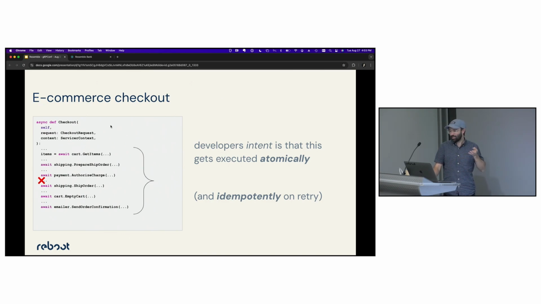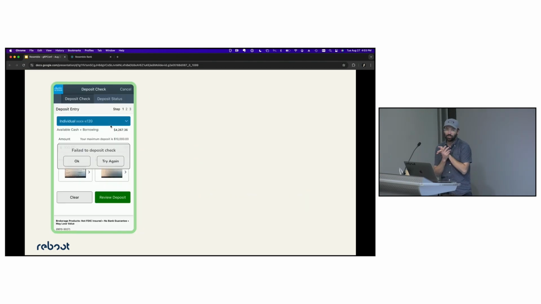And developers' intent, of course, is that this gets executed atomically, which is probably the experience that they had when they lived in a monolithic-based stack where they effectively opened some transaction, did a bunch of stuff, and then closed the transaction and completed. And of course, they also want this to happen idempotently. They only want it to happen once. Okay? These bugs are everywhere.